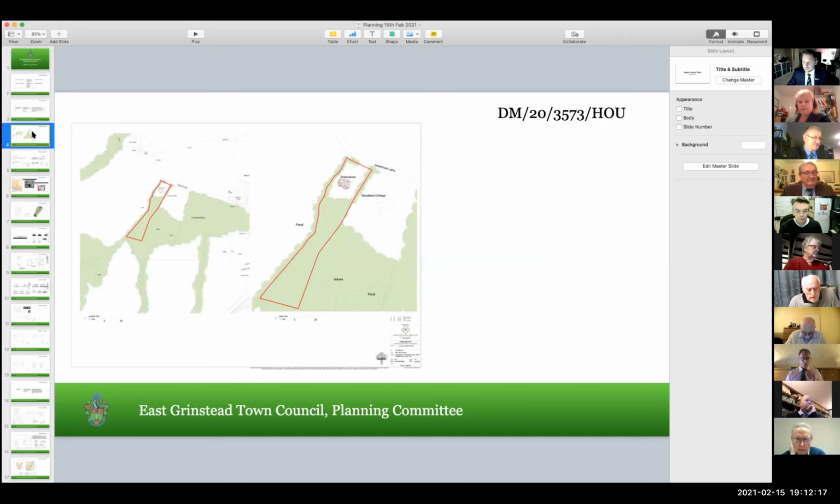Main part of the evening. So we start off with DM203573. This is Green Acres, Imberhorn Lane. This is in Herentide. This is loft conversion, including the front and rear dormers to create first floor, two-story side extension with internal alterations. These are amended plans received on the 15th of the 1st, showing revised design for the rear dormers and the balcony positioned on the west elevation.